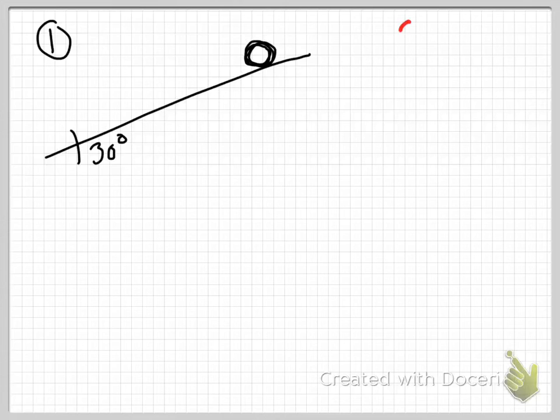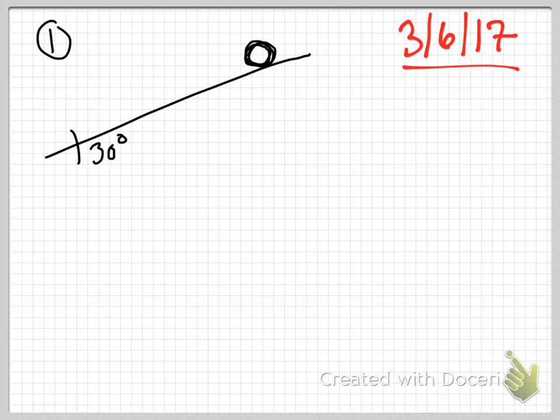So today is 3/6/17, and this is the 5A FIP quiz solutions, because there was sufficient confusion that whiteboarding doesn't help.